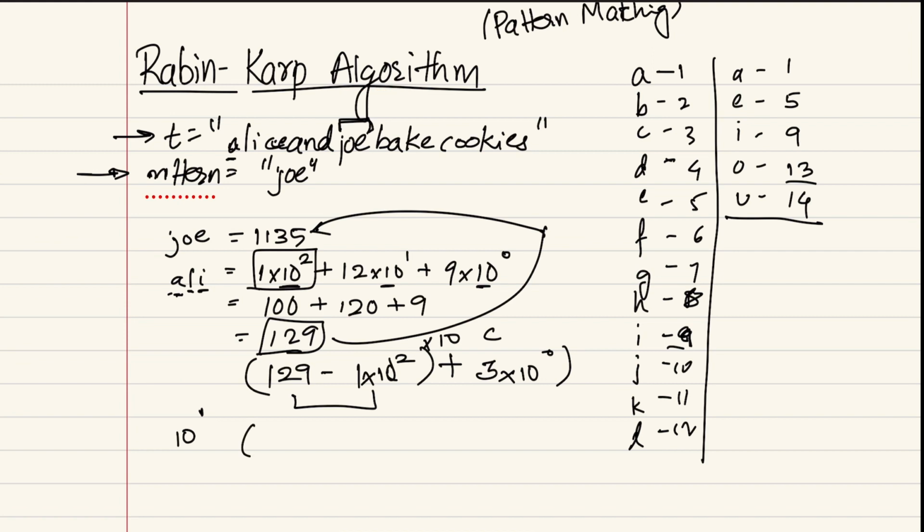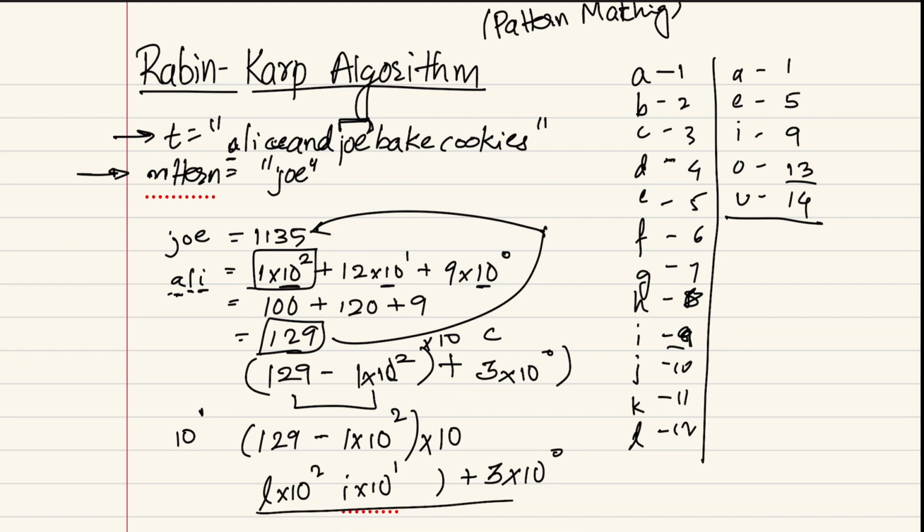So let me write this again. 129 was the previous value. We subtract the 10 raised to 2, and we multiply by 10. Now it becomes L into 10 raised to 2, then I into 10 raised to 1, and now we add the third one, which is 3 into 10 raised to 0. That's how we calculate the next LIC match pattern. And now we compare whatever value we get with Joe. This is how you do the matching.